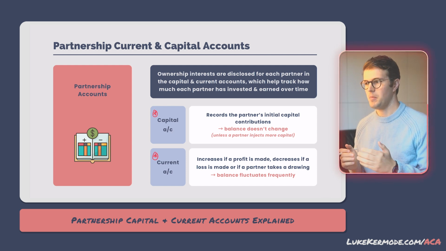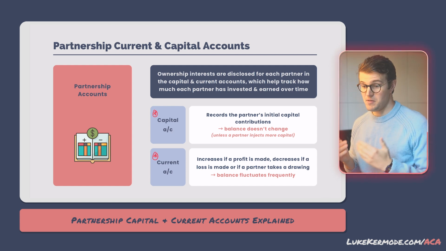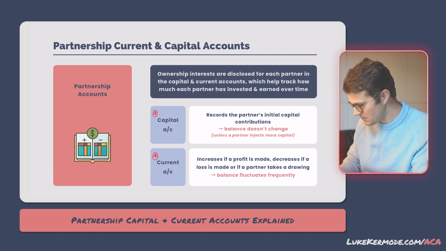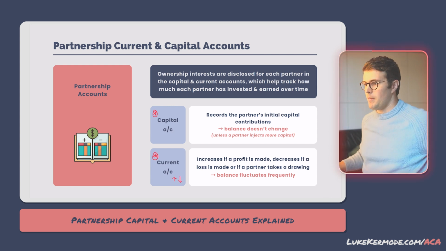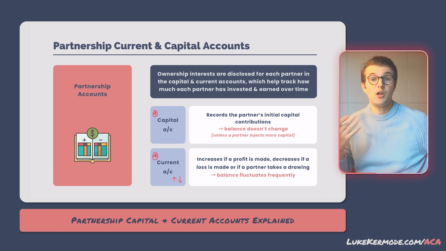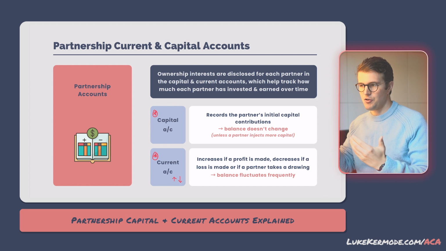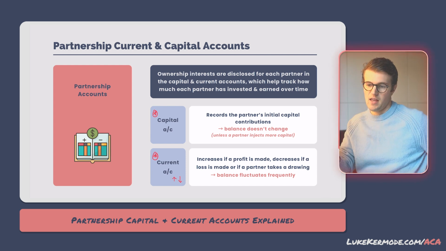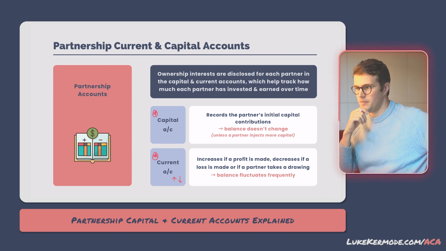So the current account tracks the partner's share of profit and losses, as well as any drawings taken out of the business. If the business makes a profit, the current account balance increases, whereas if the business makes a loss or if the partner takes a drawing, the current account balance will decrease. So as a result, current account balances tend to fluctuate far more frequently than capital account balances. So to summarize this slide, the capital account shows how much money a partner has invested into a business, whereas the current account shows how much accumulated partnership profit is owed to the partner.